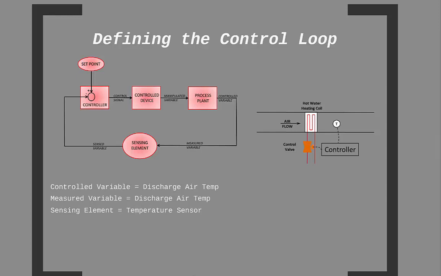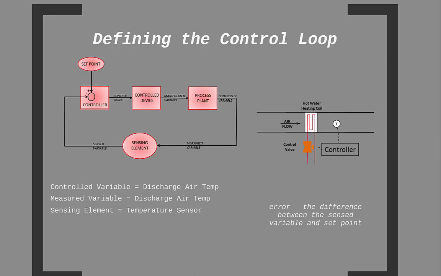The controller is pretty obvious. It reads the sensed variable and compares it to a prescribed set point. Any deviation between the two, which is often referred to as error, results in an action being taken. The controller decides what to do and sends a command to the controlled device.